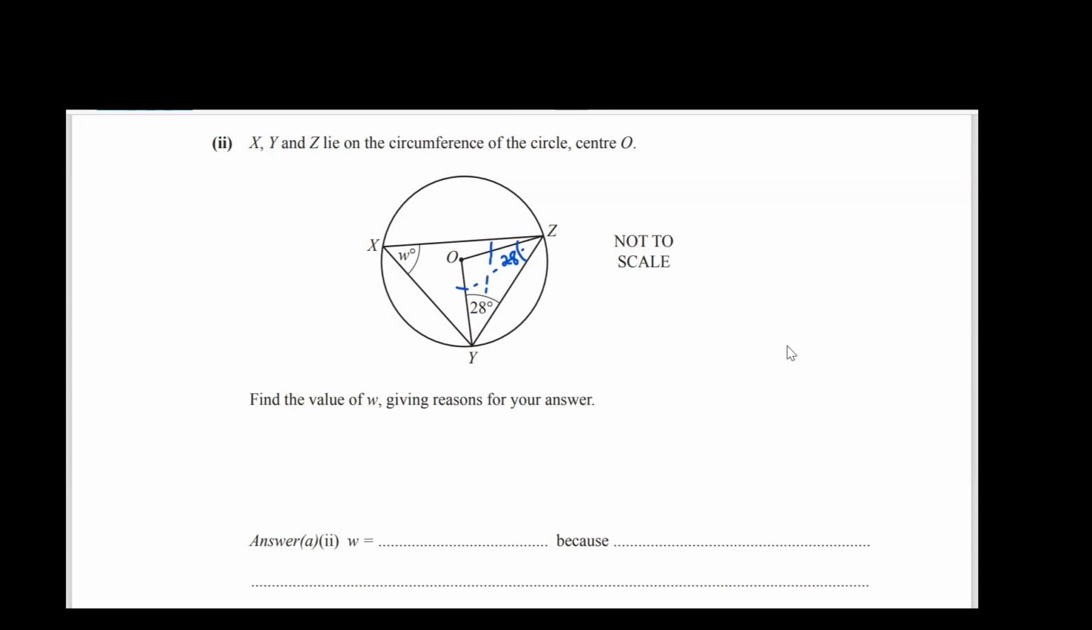Now let's consider this triangle OYZ. 28 and 28 add up to 56. So the angle at the center will be 180 minus 56, which is 124. The angle formed here will be 124. We have studied the circle theorem: the angle formed at the circumference is half of the angle formed at the center. The angle at the center is 124, so 124 divided by 2 gives 62. So W is 62 degrees.